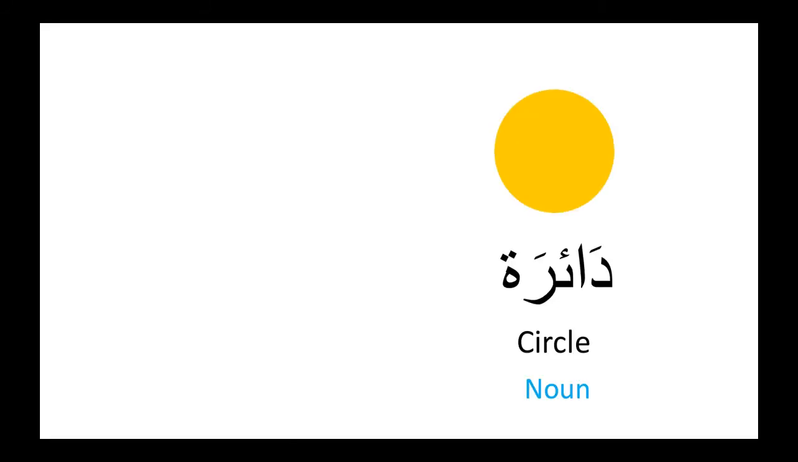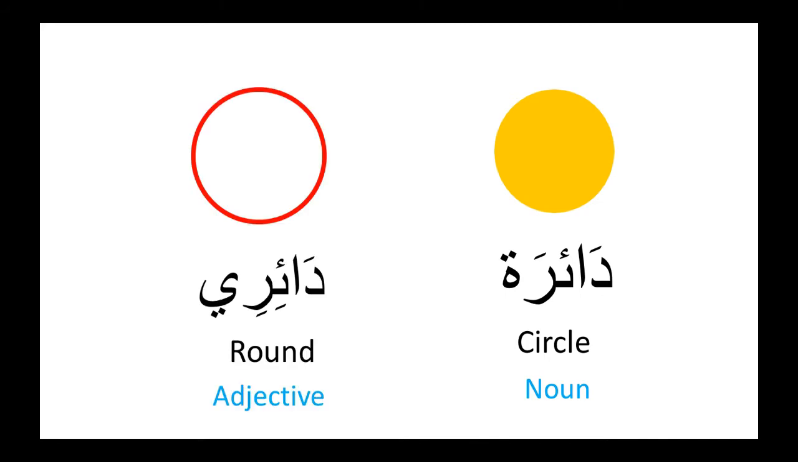دائرة. دائرة is a noun. When we talk about an adjective, we say دائري, round. دائري.